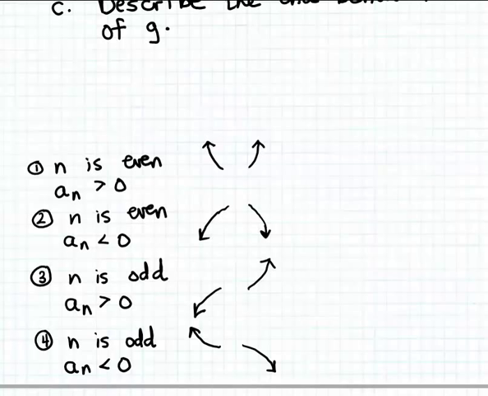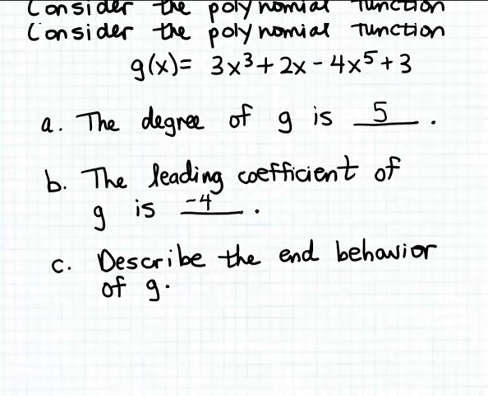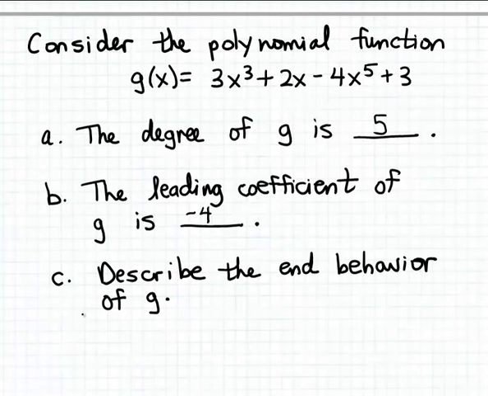So in this case, our degree for the function g was 5, and the leading coefficient was -4, which of course is a negative number. So the degree of g is odd and the leading coefficient is negative. So that tells us that the graph of g is going to rise on the far left, and it's going to fall on the far right. So let's write that down for our end behavior for the function g.